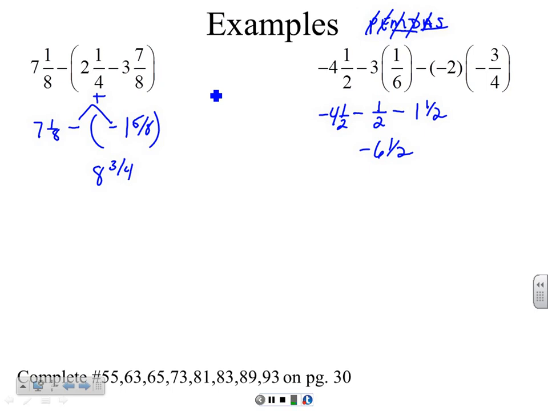What I'd like for you to do is complete these numbers on page 30 just for a little bit of practice, and if you need any help, look in your book, which is a great resource, or review this video again.